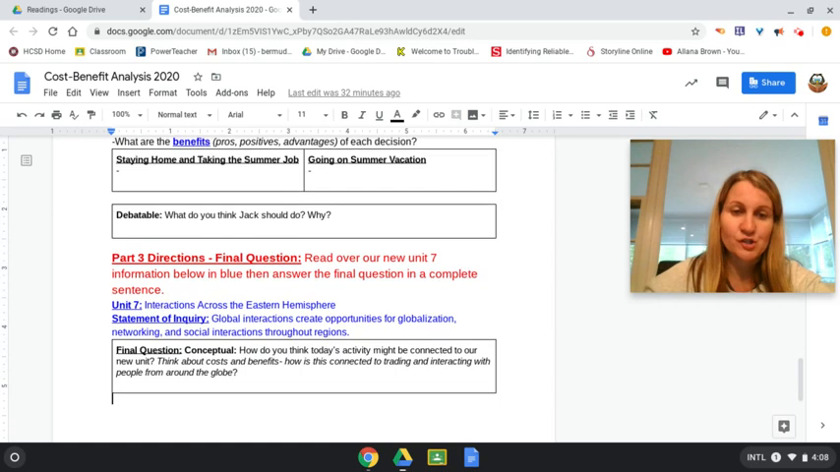Your final question that you're going to answer is, how do you think today's activity, cost benefit analysis, might be connected to our new unit? Think about the costs and benefits. How is this connected to trading and interacting with people from around the globe? You want to think about what are the costs, the cons, the negatives, and then what are the benefits, the positives about people trading and interacting with each other from many different places. Make sure that you answer that in a complete sentence.